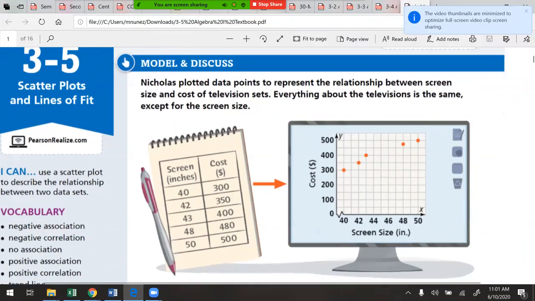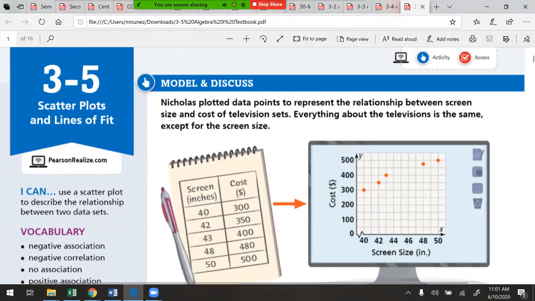All right, scatterplots and lines of best fit. I'm going to make this lesson as easy as I can, okay? The only thing that I want you guys to understand is when you plot points, in what direction are the points going, okay? So let's look at this example here.